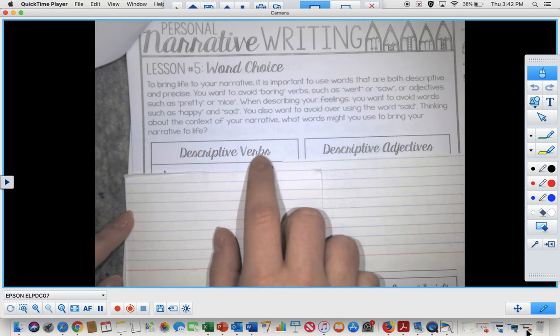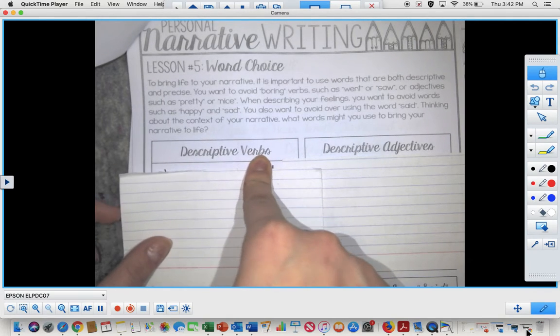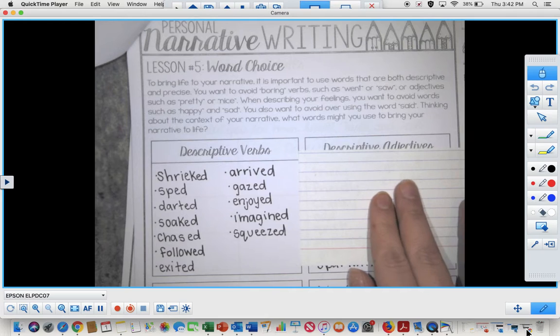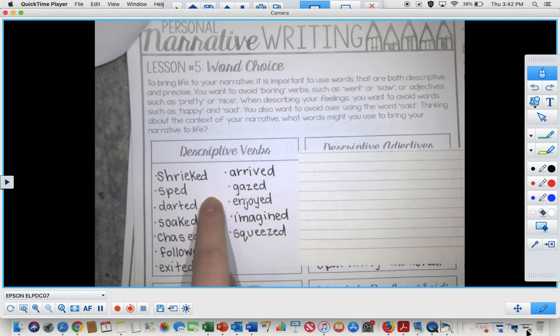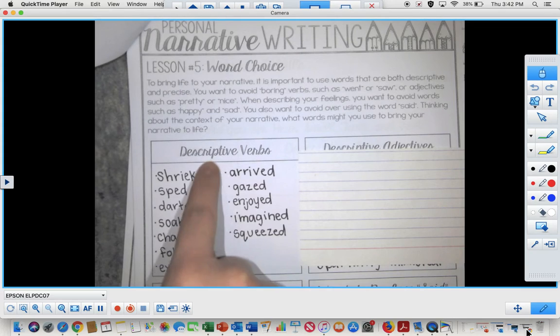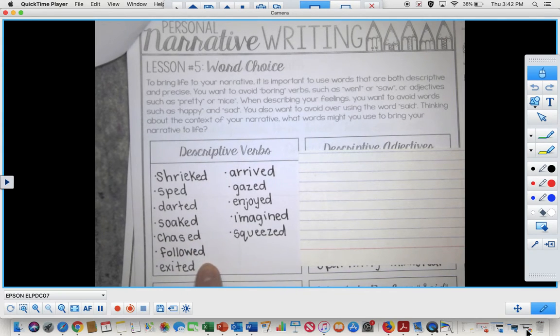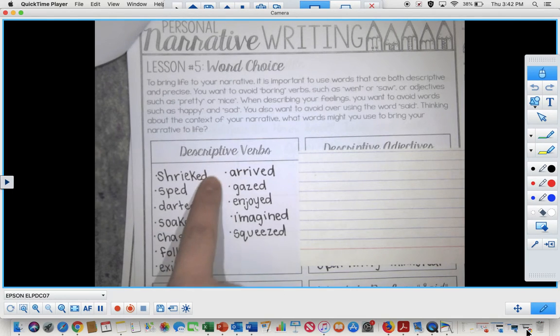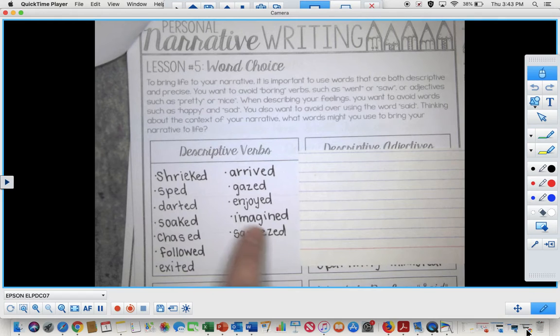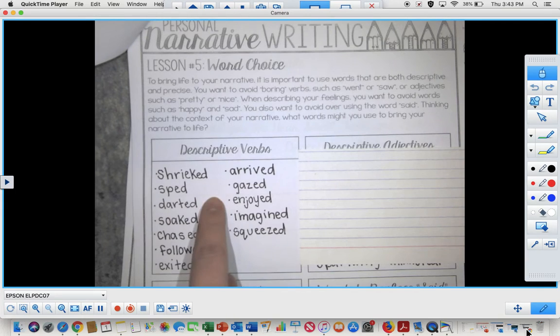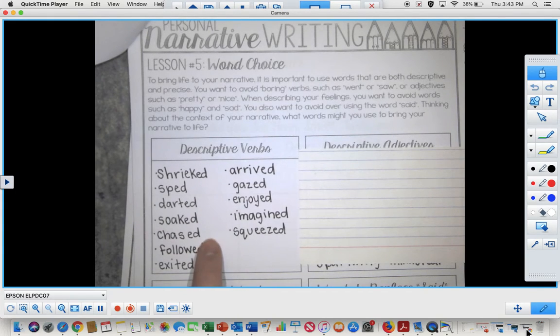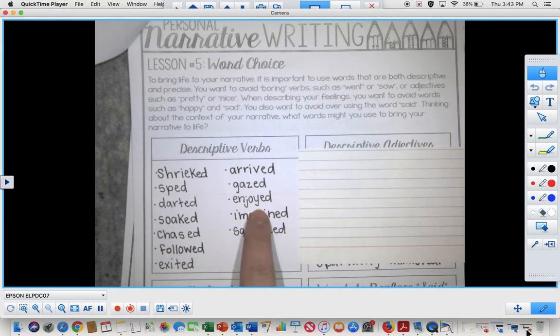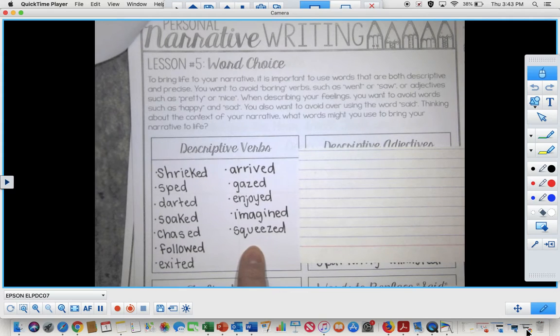Descriptive verbs. Remember, verbs are action words. So I'm going to share some of the action words I came up with. You are going to see that all of my action words are in past tense and end in ed, and that's because the story happened in the past, right? It already happened. So I make sure that my verbs are past tense, meaning they end in that ed. So I have shrieked, sped, darted, soaked, chased, followed, exited, arrived, gazed, enjoyed, imagined, and squeezed, right?